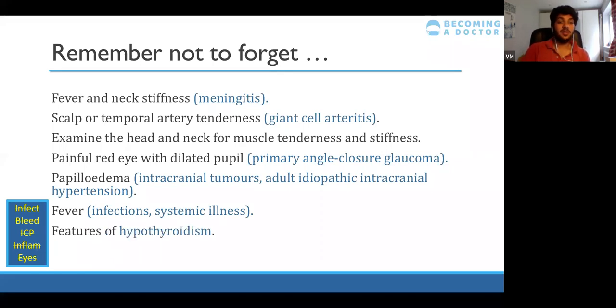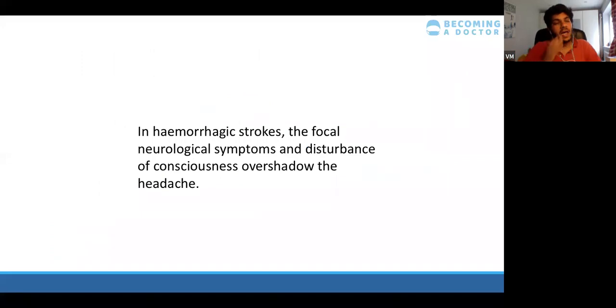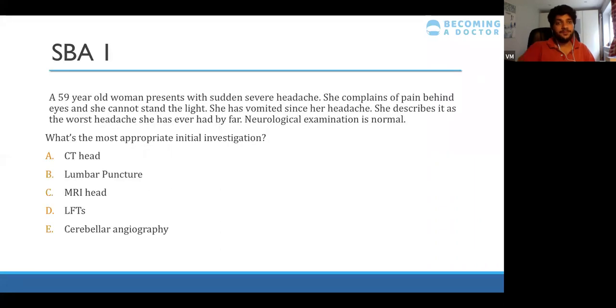Lastly, the features of hypothyroidism. I'm not going to talk much about hypothyroidism, but that can also cause headaches. And a really important point I wanted to drive home is that it's very, very rare for strokes to cause headaches. When you have a hemorrhagic stroke, it's normally the neurological symptoms of weakness that overshadow the headache. So if a patient comes in with a headache, stroke should really be at the bottom of your differential diagnosis list. Okay, that's everything about secondary headaches.